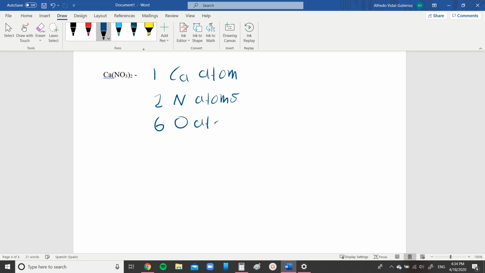Remember that parentheses, you're encasing nitrate in the parentheses. So that's saying you have 2 of only nitrate. Calcium just has that invisible 1 under it. So you have to find the molar mass of each one separately. So for calcium, for nitrogen, and for oxygen.